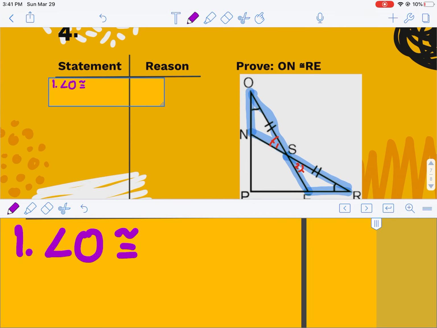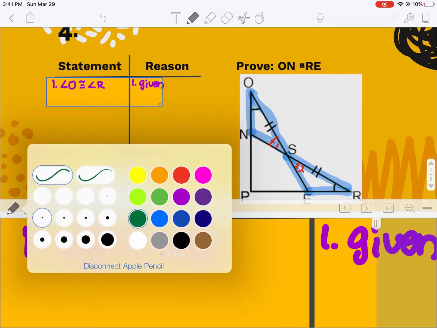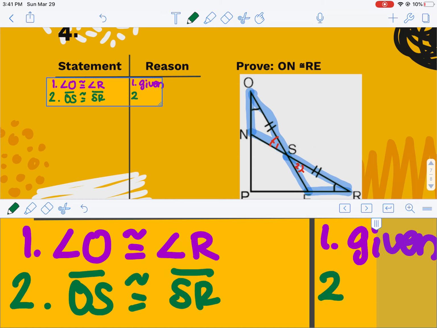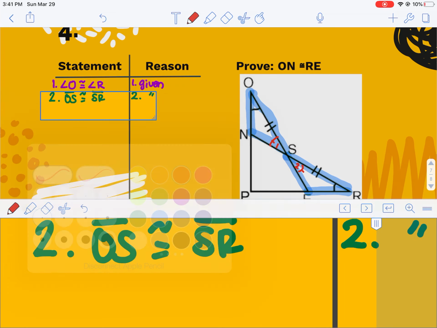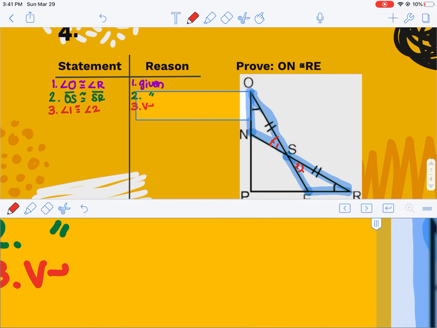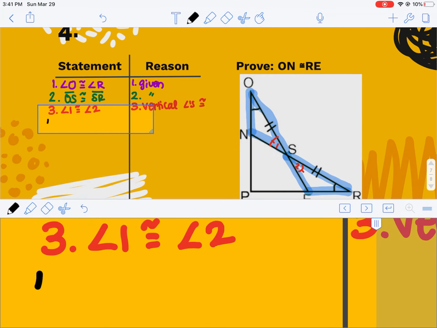So I'm going to start with angle O is congruent to angle R. It was marked in my picture for me, so my reason is given. I also know OS is congruent to SR. Again, it was marked in the picture for me, so my reason is given. And then I have angle 1 congruent to angle 2 because vertical angles are congruent. I have my 3 congruent parts.